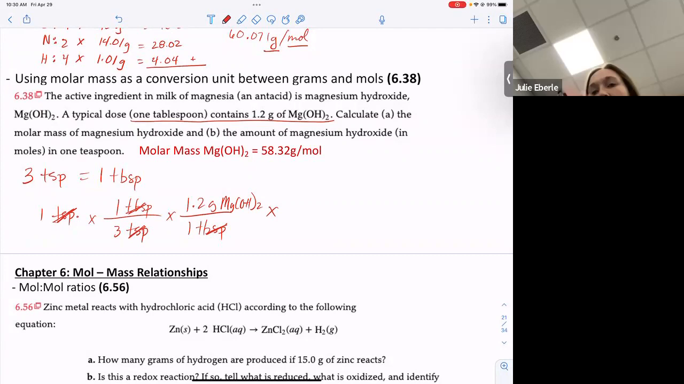Molar mass. Cancel grams. So the 58.32 grams goes on bottom, and that's for every 1 mole of magnesium hydroxide. And then grams cancel. So somebody calculate this for me. You do 1, just write it over 1 if you want, but 1 divided by 3 times 1.2 times 1 over 58.32. What do we get? How many moles?